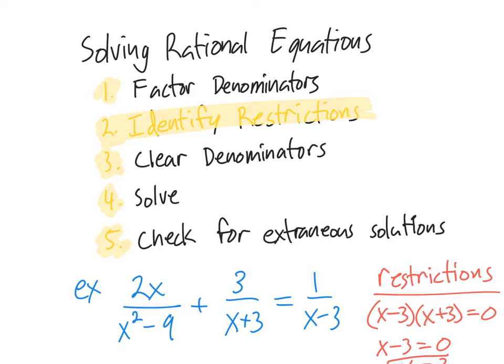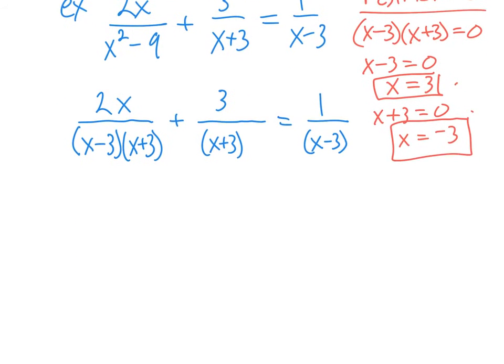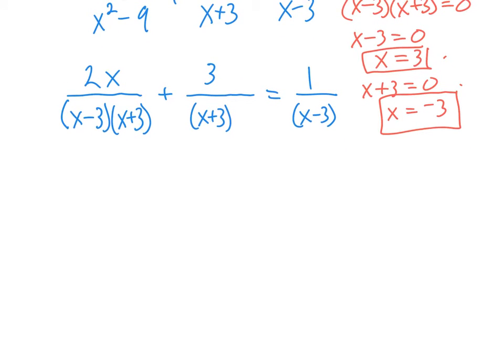Now what this is telling us is that if we put a positive 3 or a negative 3 into our rational equation here, we are going to get an undefined situation. We're going to be dividing by 0. That's not allowed in math, so we have to say no to those two restrictions. We're going to keep that in mind. We're going to come back to that after we solve the equation and see if any of our solutions are negative 3 or positive 3.